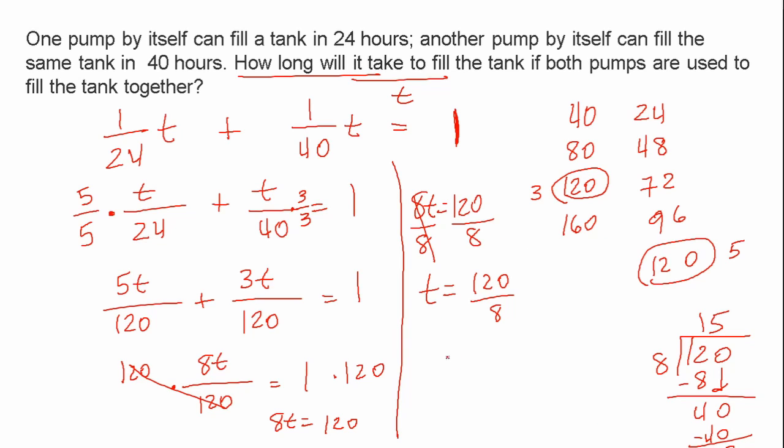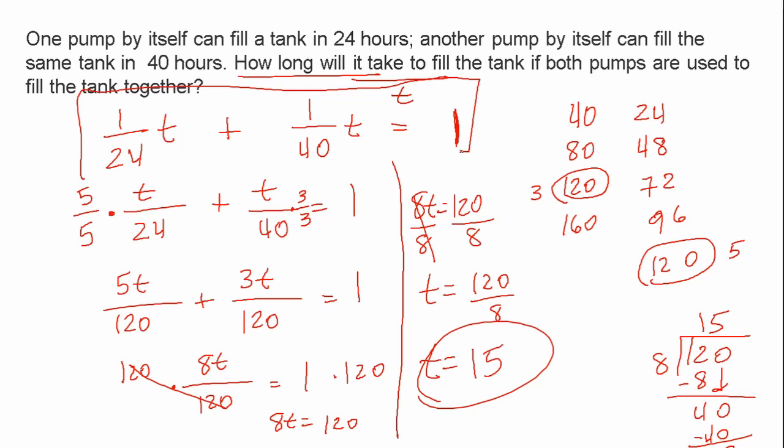In other words, it will take the pumps, if they're both operating together, 15 hours to fill this one tank. And again, that's this pump filling the tank in 24 hours and this one filling it in 40 hours. Okay, so that's this one. Again, this is how you set up these combined rate problems. You write them over 1, you add the variable time in there, and you set them equal to 1. So that's that one.